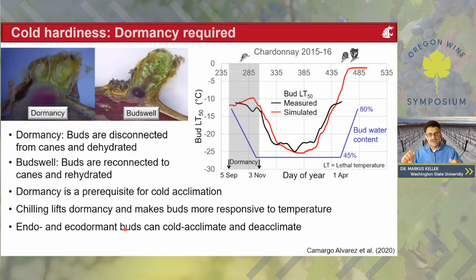Dormancy is linked to cold hardiness. I'm not going to talk much about cold hardiness during this presentation. Maybe we can do this some other time. But something interesting occurs during dormancy. We used this red food dye and fed it to canes or shoots at different times of the growing season. And then we were interested to see how much of that dye would end up in the bud. In other words, is the bud connected to the shoot or not?